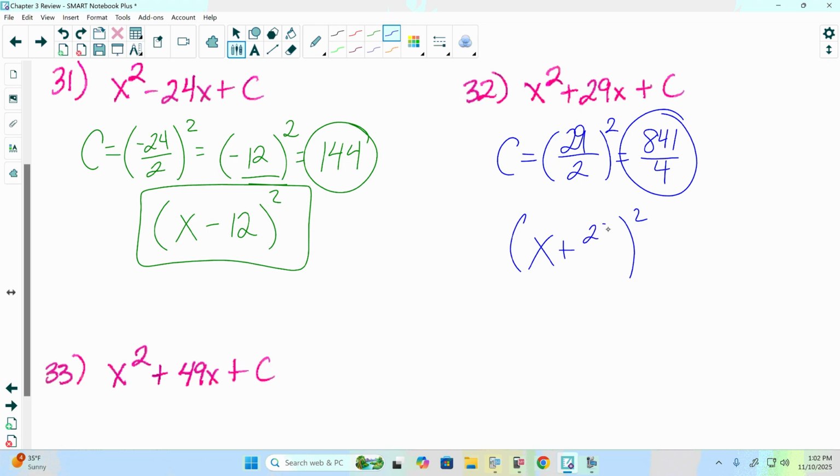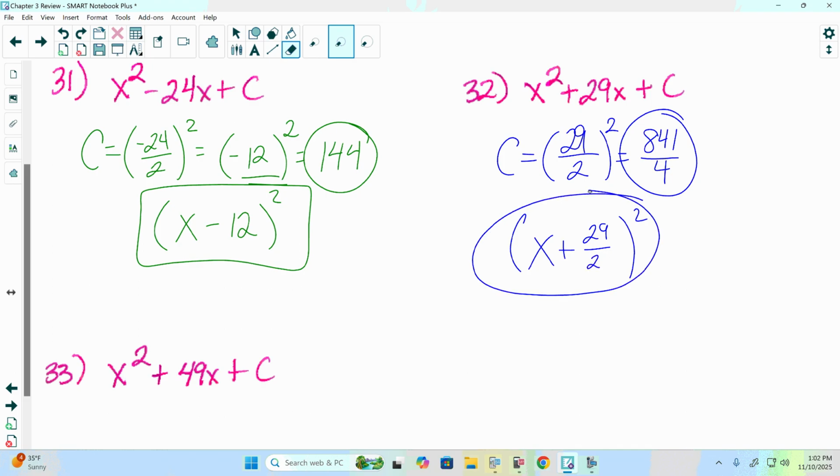Now the number inside the parentheses before we squared it was 29 halves, not 29 fourths. So the factored form would be x plus 29 halves squared. Questions on this here? We good with finding the value c and factoring? Okay. We ready for the next piece?